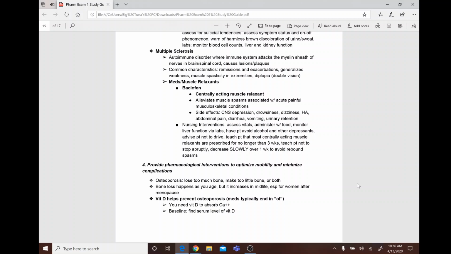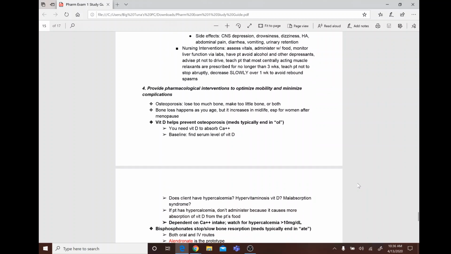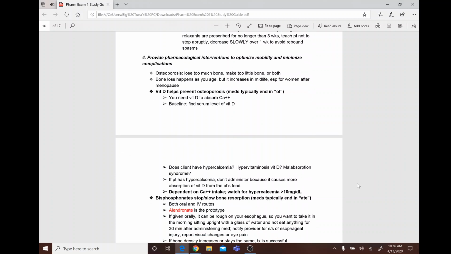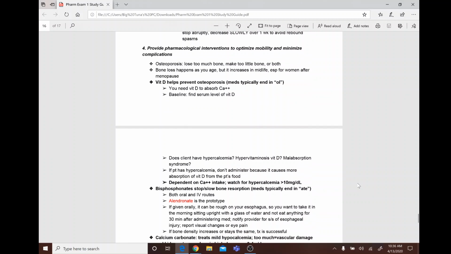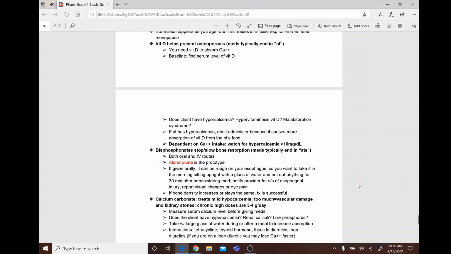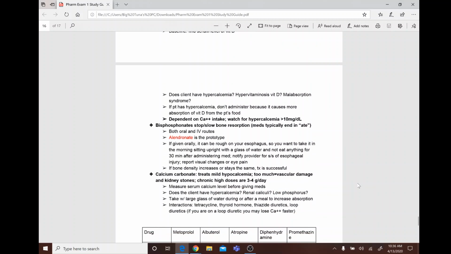All right. What is osteoporosis? Lose too much bone, make too little bone, or both. All right, vitamin D ends in OL. They help with osteoporosis. And watch out for hypercalcemia, which is greater than 10 milligrams per deciliter. Bisphosphonates stop or slow bone resorption, generally end in 8. Bisphosphonates are given oral and IV.